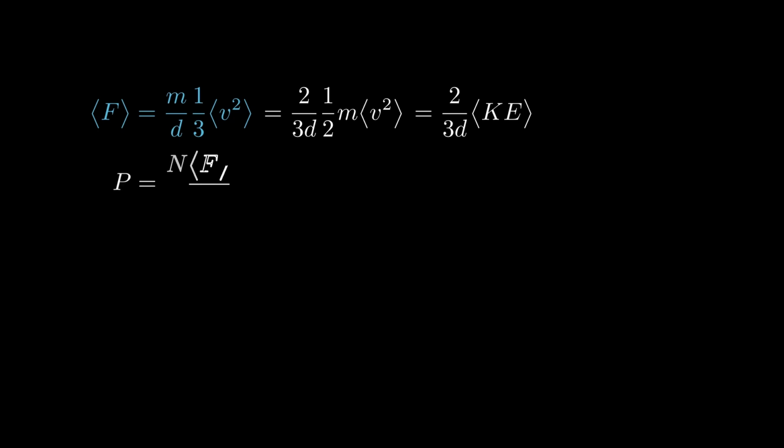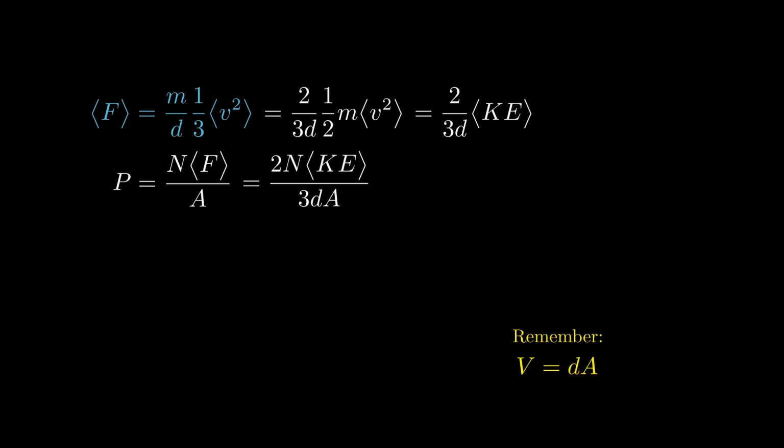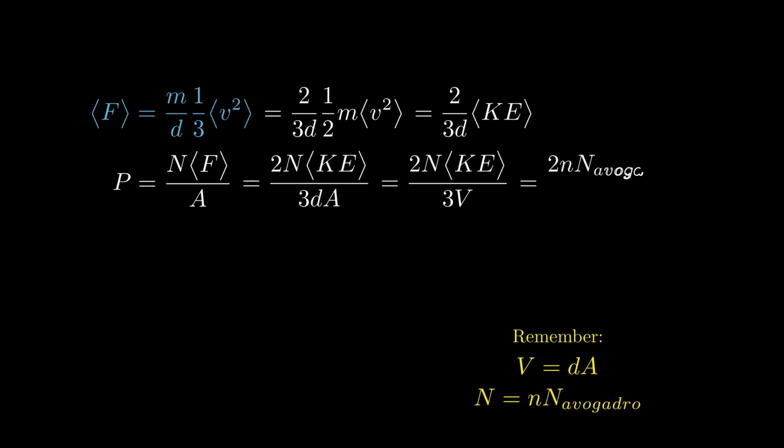Now, let's plug that back in to the pressure equation from the very beginning. So now, we get this kinetic energy relationship to the pressure. It looks very crowded, so let's see if we can simplify it. Already, we can see that the volume of a cube is just d times a, so we can replace the denominator with 3V. Now, remember that the number of particles N is defined by Avogadro's equation for moles. So we can sub in the number of moles n times Avogadro's number.